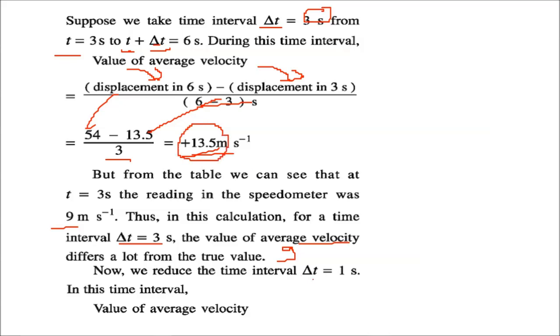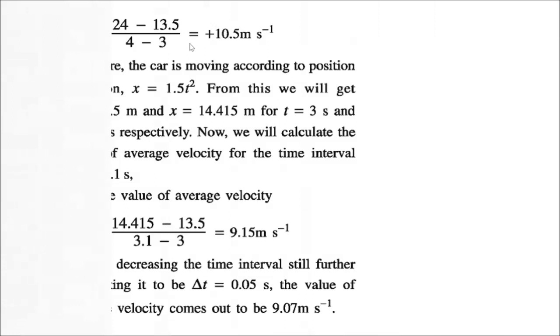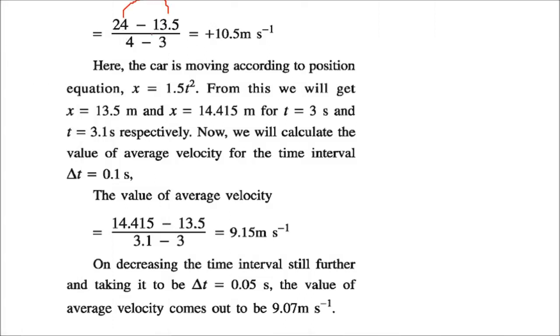So we now reduce the time interval. It was 3, it was very large. So why not make the interval 1? So in this interval, the value of the average velocity is 24 minus 13.5. If you go back to the table, the time is only 1 second. So it is 10.5. Now again, it is not close to 9.